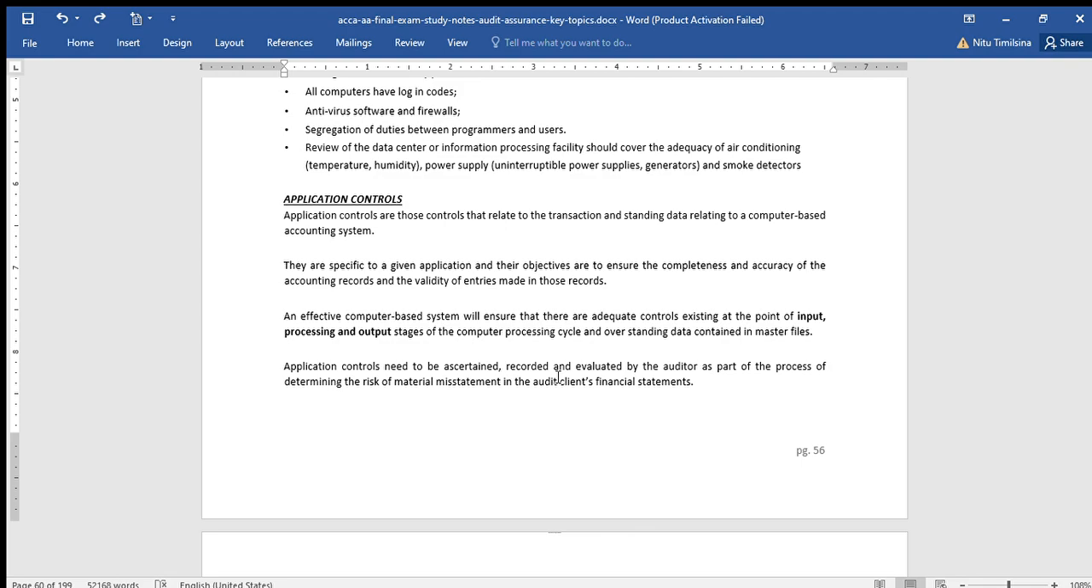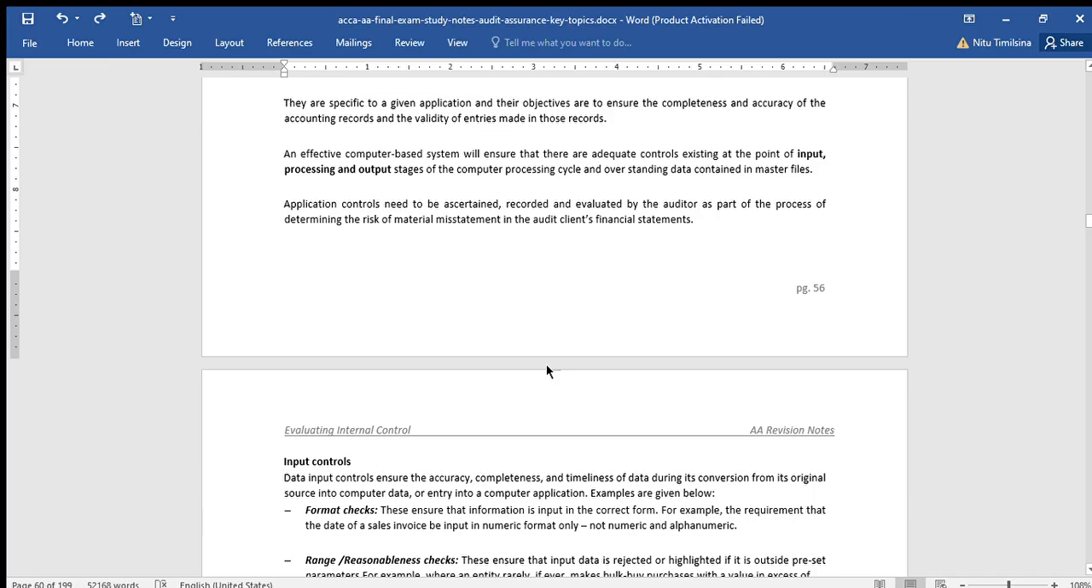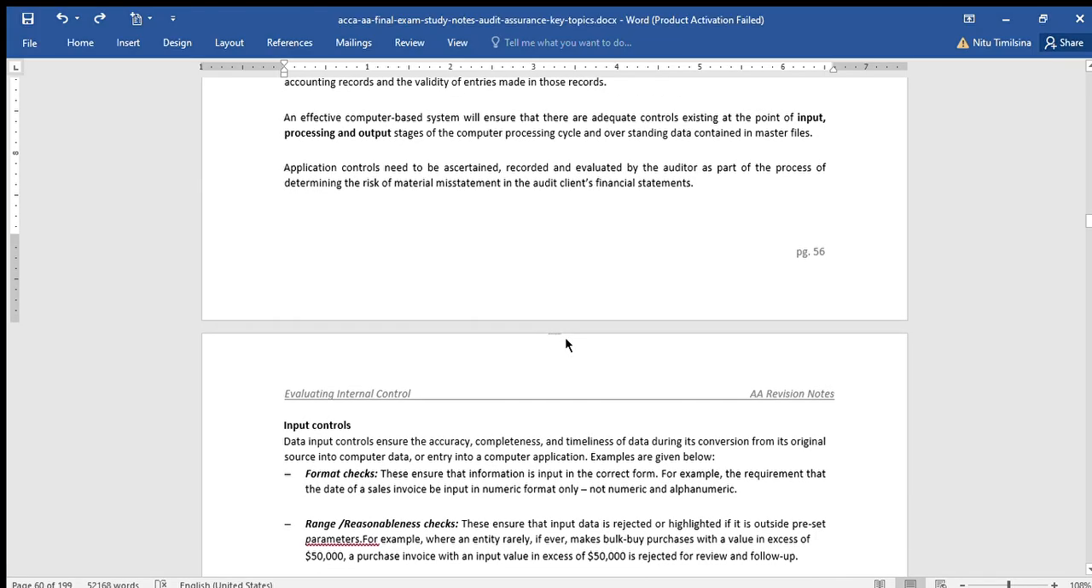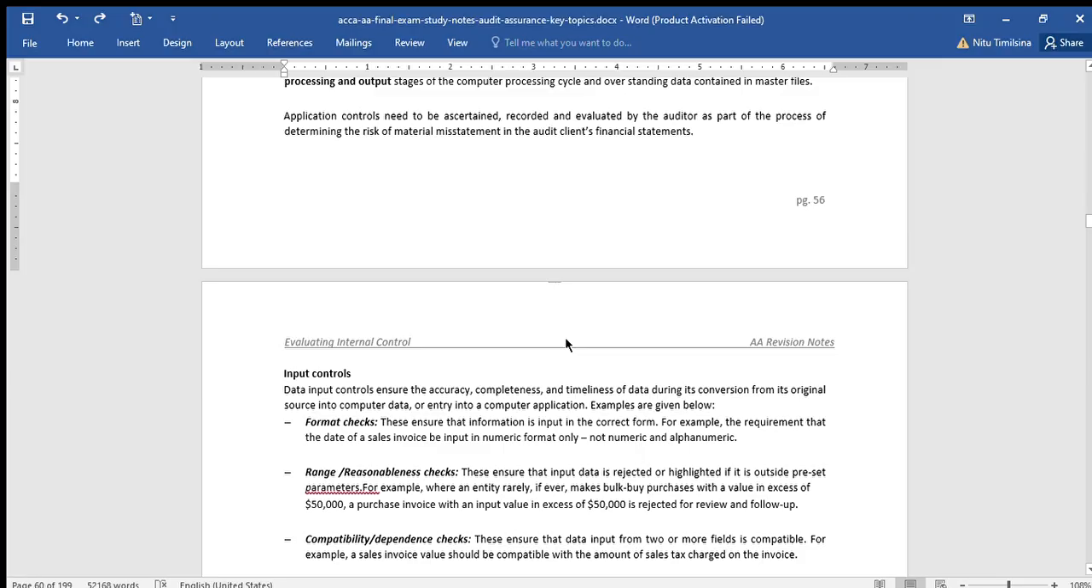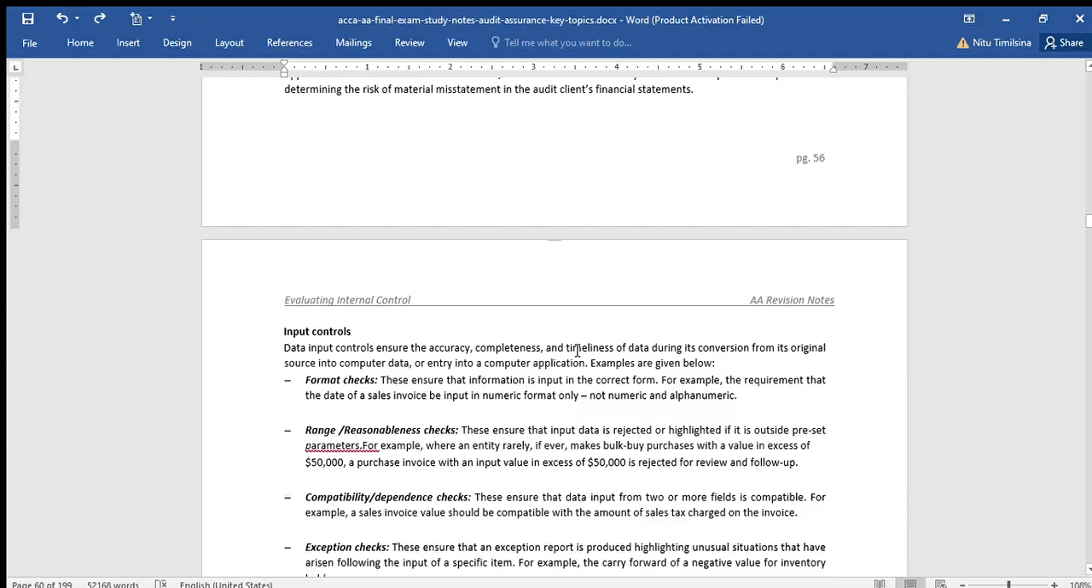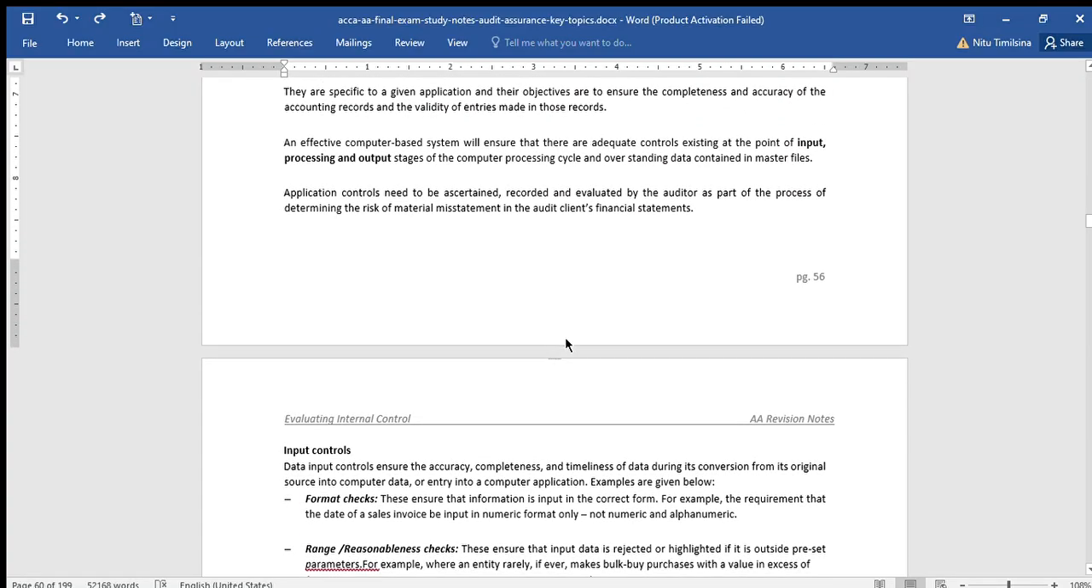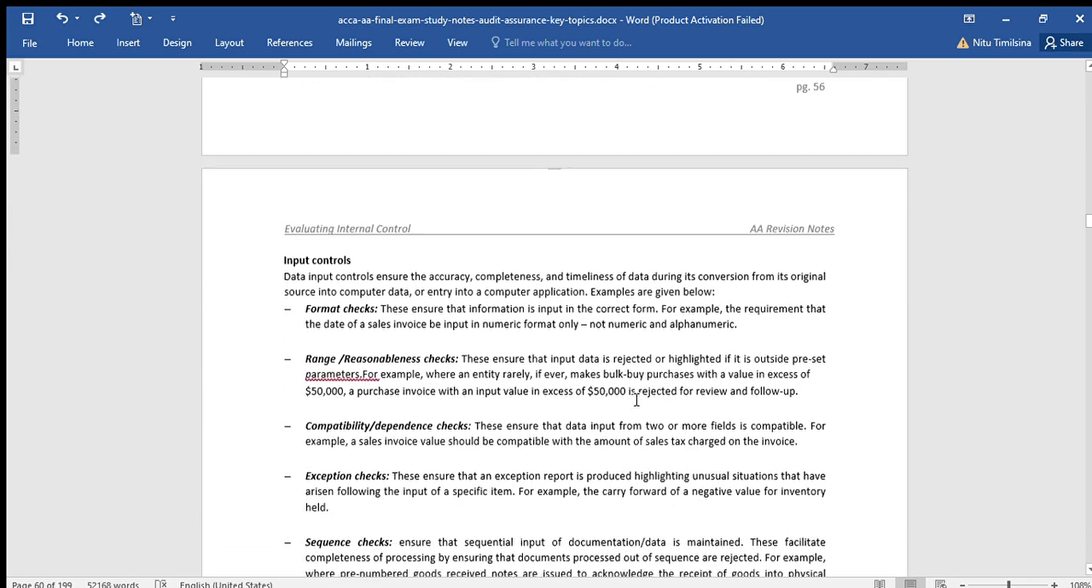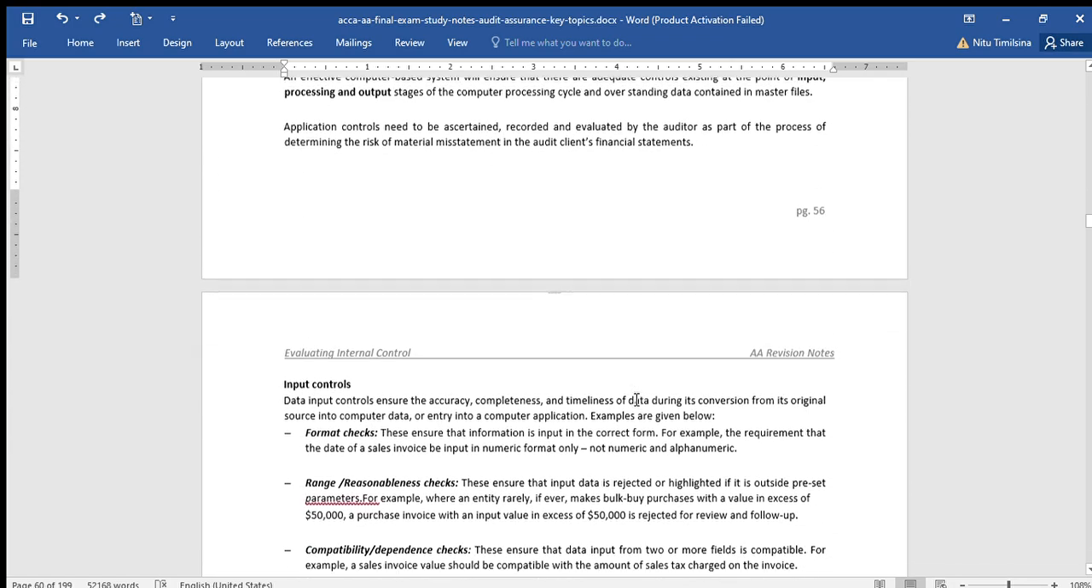An effective computer-based system will ensure that there are adequate controls at the input, processing and output stages of the computer processing cycle, and over standing data contained in master files. Application controls need to be ascertained, recorded and evaluated by the auditor as part of determining the risk of material misstatement in the audit client's financial statements. Application control ensures accuracy, completeness, validity.